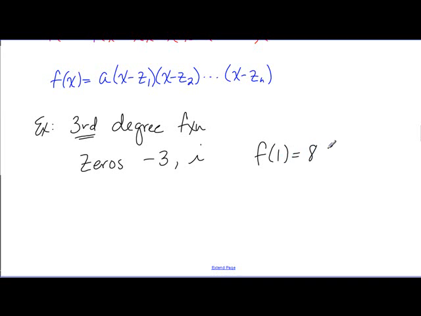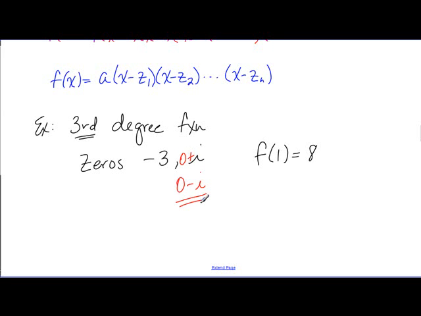Now stop and think. First thing, how many zeros should there be in a third degree function? Well, there should be 3 zeros. We're only given 2 of them. So you need to stop and think about what that third zero might be. Well, i is like the complex number 0 plus i. So 0 minus i, or negative i, has to be the missing zero.